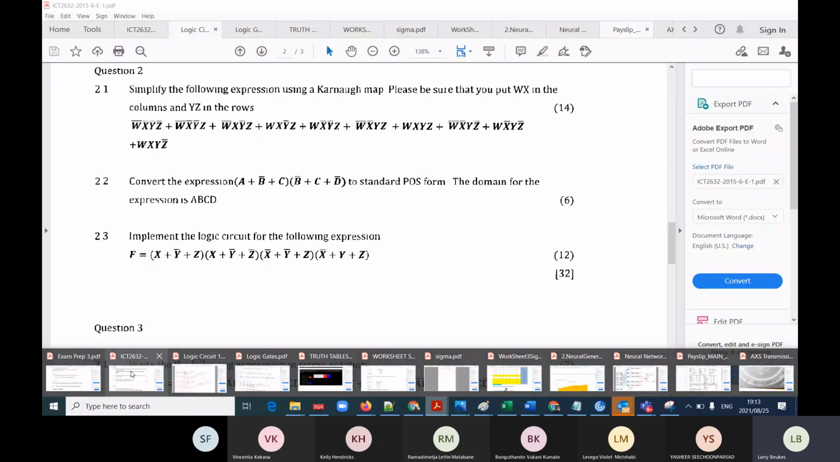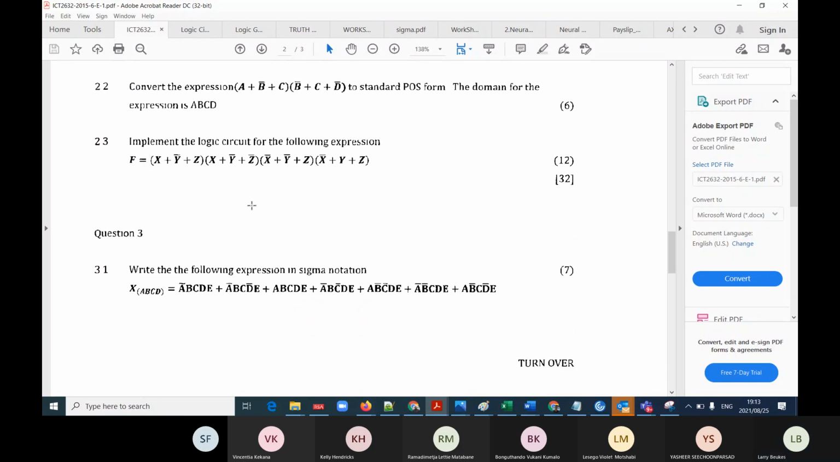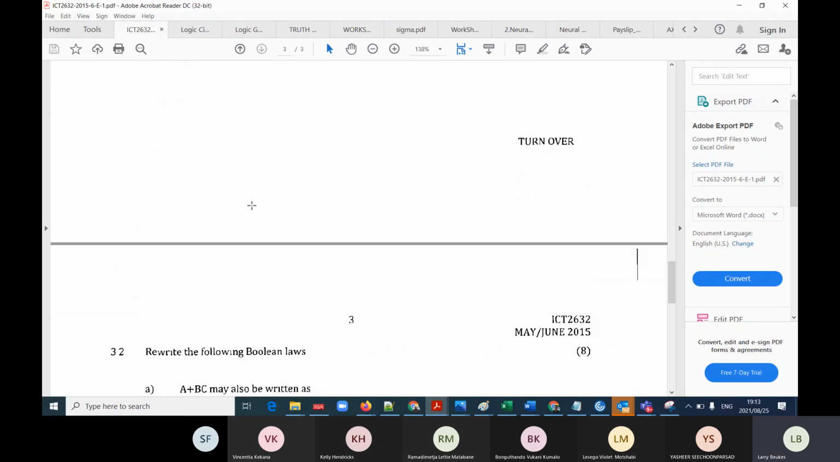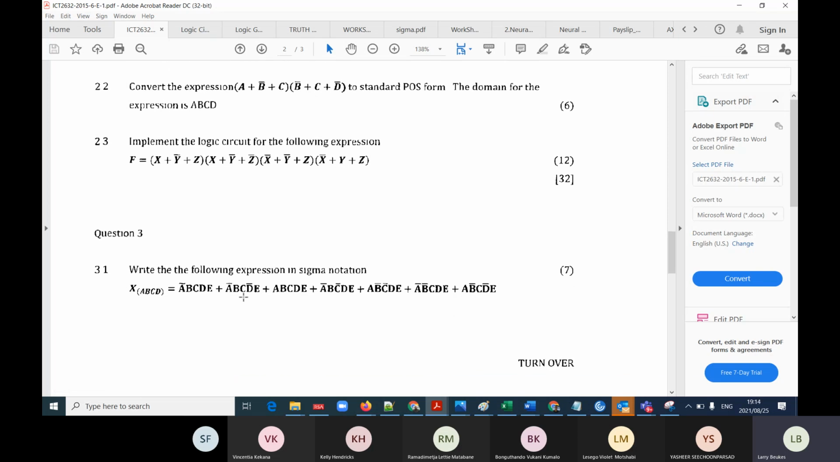Okay, convert this one to POS. The domain is ABC. Okay, that one is very hard. Let's see. Sigma notation. Okay, let's do the sigma notation one. Okay, guys, please tell me, how did you do this one? The sigma notation. How would you do this one?